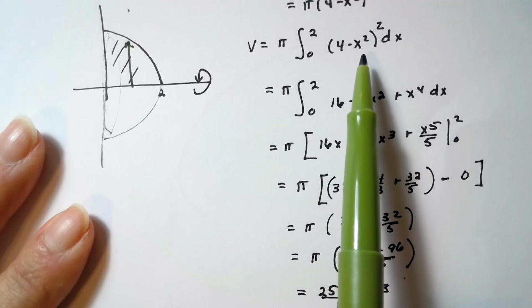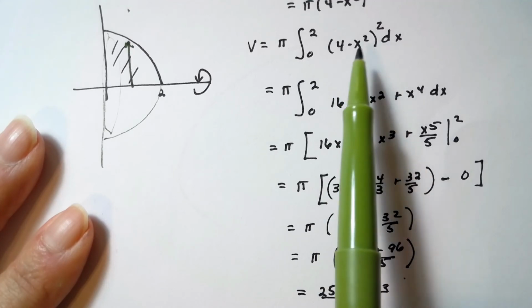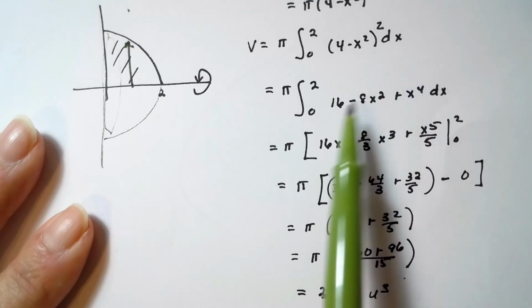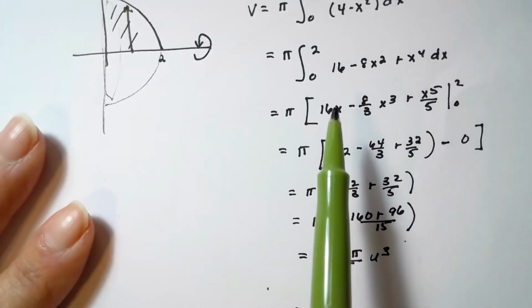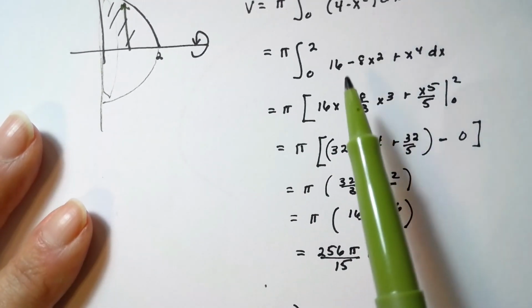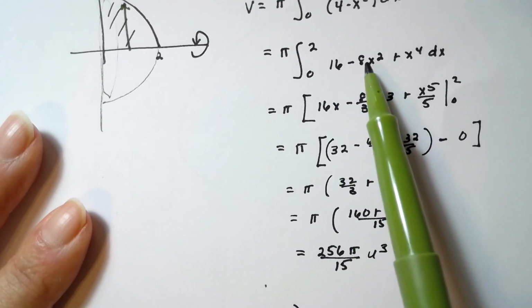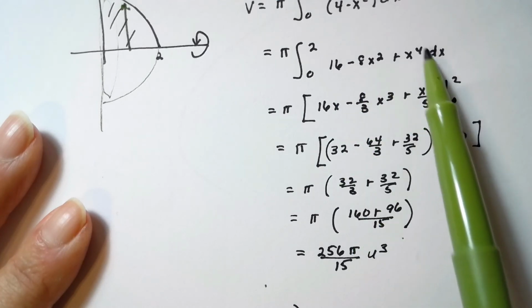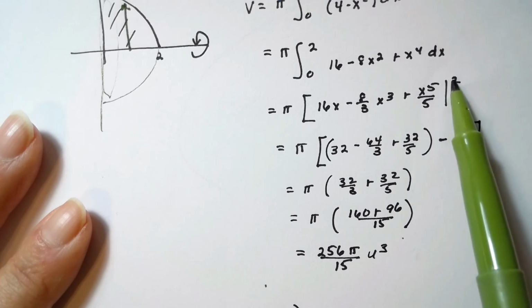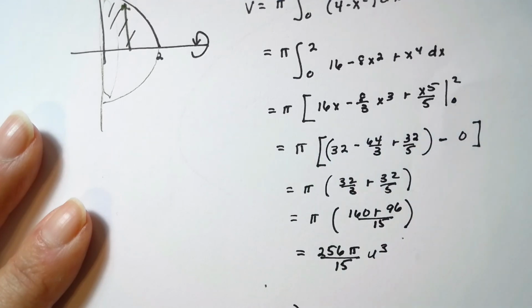And, you know, again, I could maybe use substitution, but then I've got another x, so it's going to get messy. So rather than that, I went ahead and FOILed it out and integrated term by term. So when I integrate 16, I get 16x, I get 8/3 x cubed, I get x to the 5th over 5. Now I've got to evaluate that from 0 to 2 and not forget about my pi.